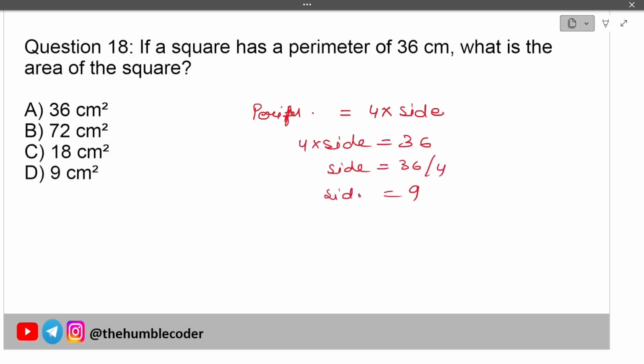Okay, so we now have the side value, and now we are asked the area. So you should also know the formula for area, which is side square, which is 9 square. So 9 nines are 81, right? So the correct answer should be 81. I think we don't have that option here, but yeah, maybe sometimes the options are messed up. But the correct answer in this case is 81. Let's move on to the next question now.